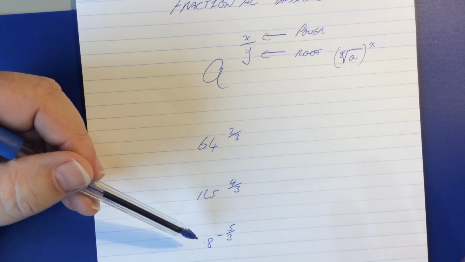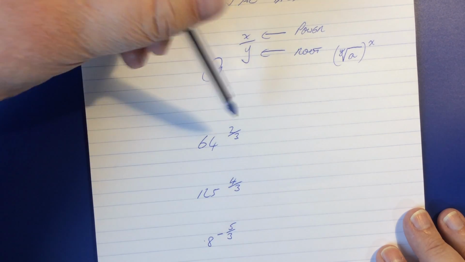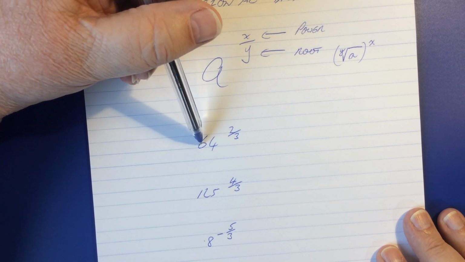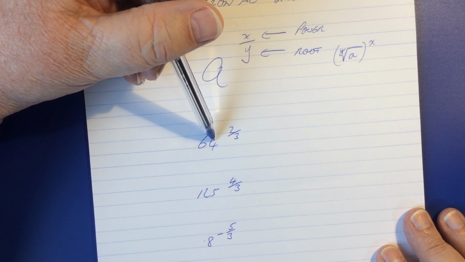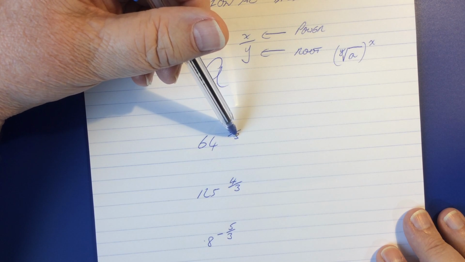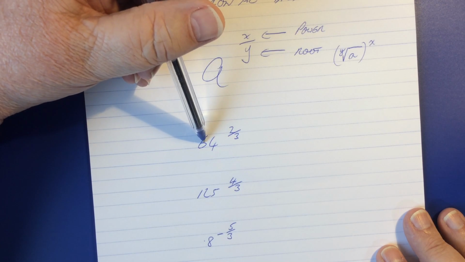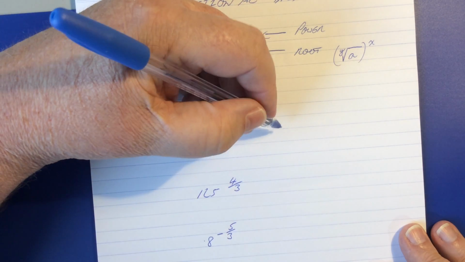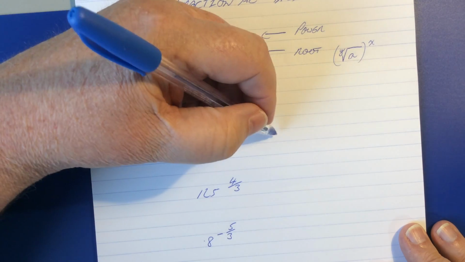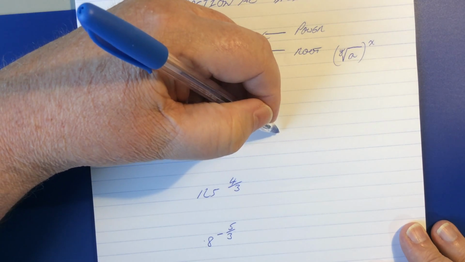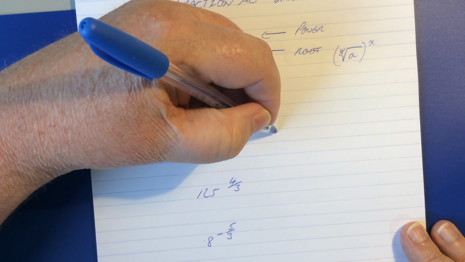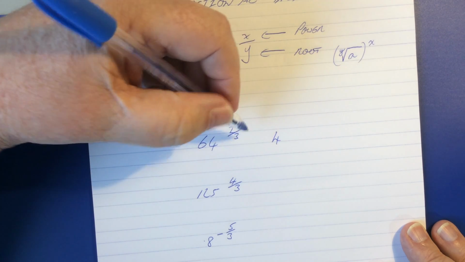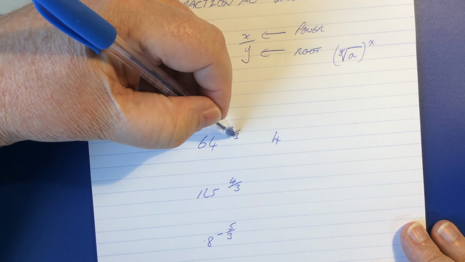Don't fret. Okay, the first thing we're going to do is find the third root of 64. Now the third root of 64 is 4, because 4 times 4 is 16, times 4 is 64. And so the third root of 64 is 4. So that's dealt with.